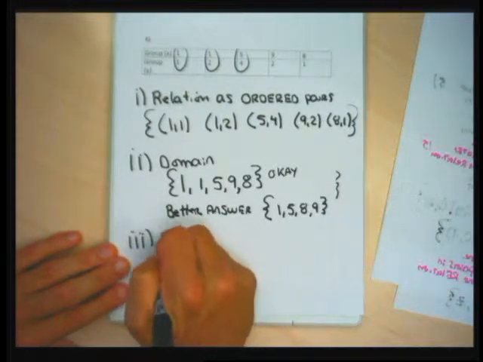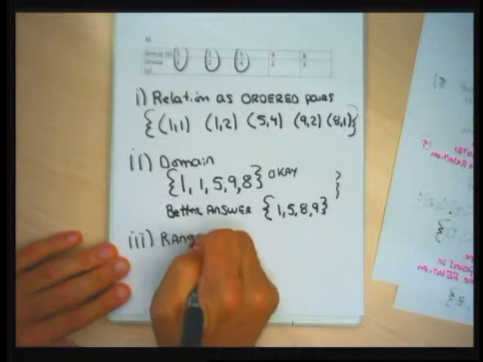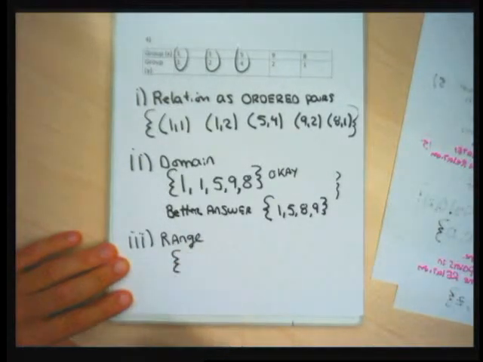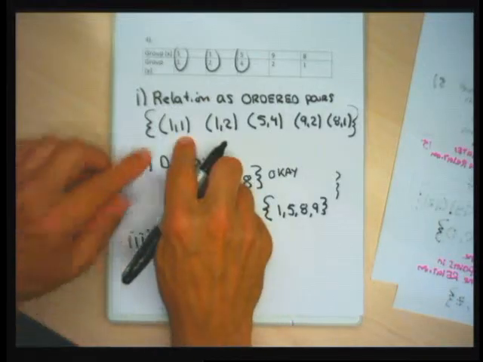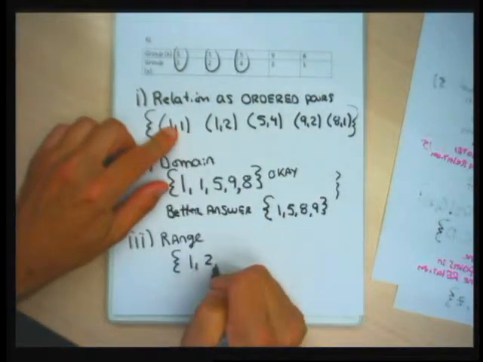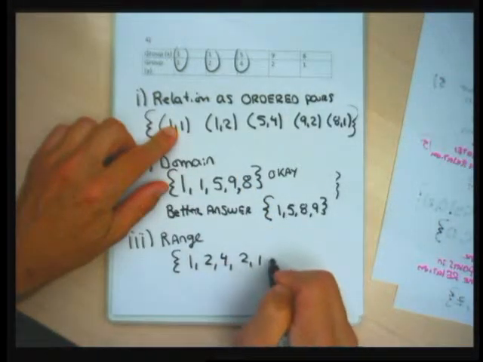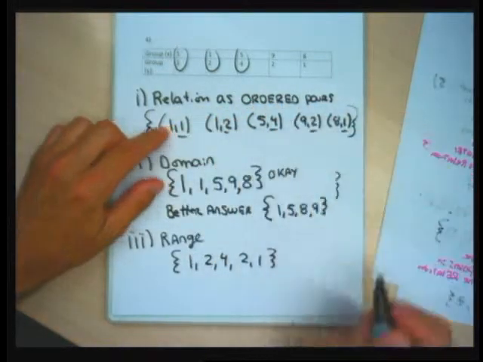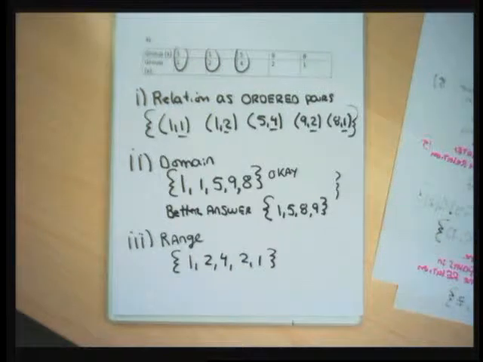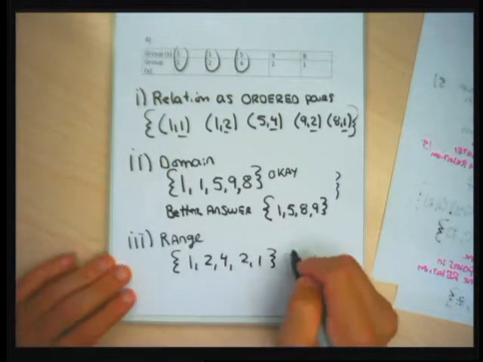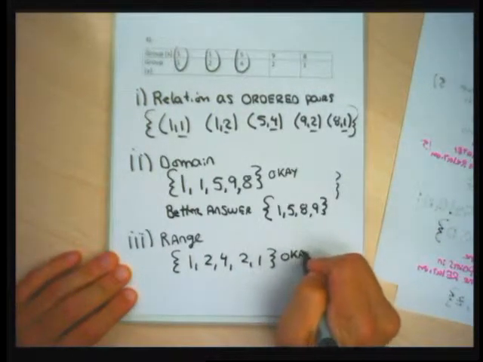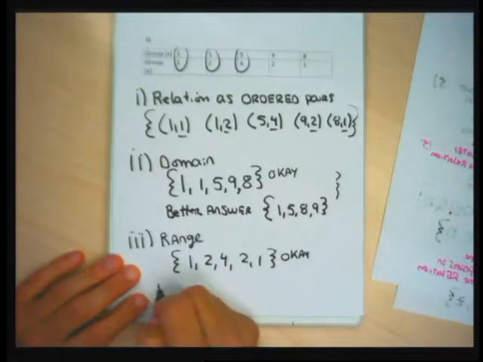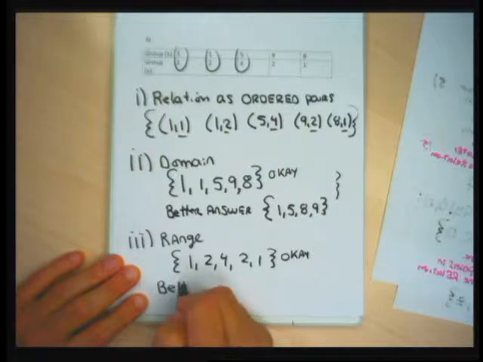And the last thing I want to do is find the range. And I'm using set braces again, and the ranges are the y's, so I'm going to write 1, 2, 4, 2, 1. The y coordinate of every single point belongs in the range. And similarly, this is an okay answer. It's not necessary to duplicate points, so a better answer would just have the numbers 1, 2, and 4.